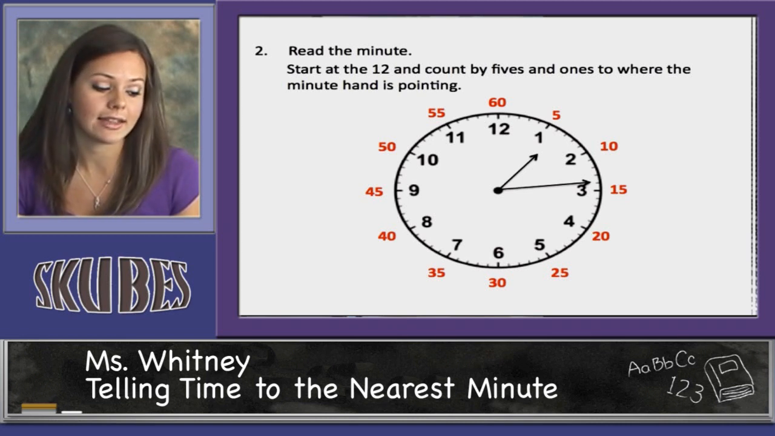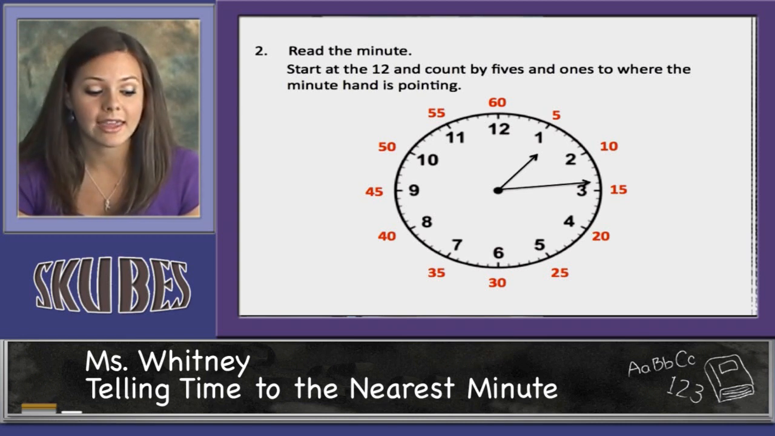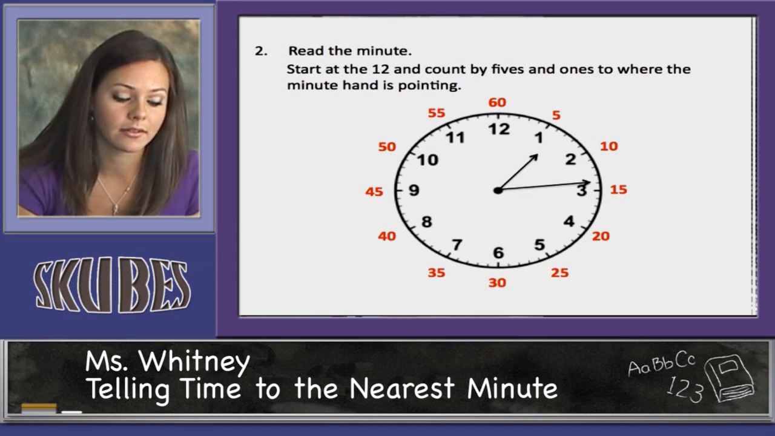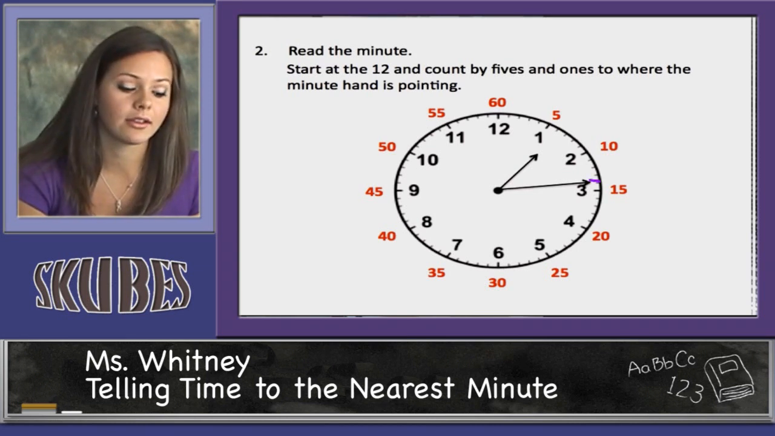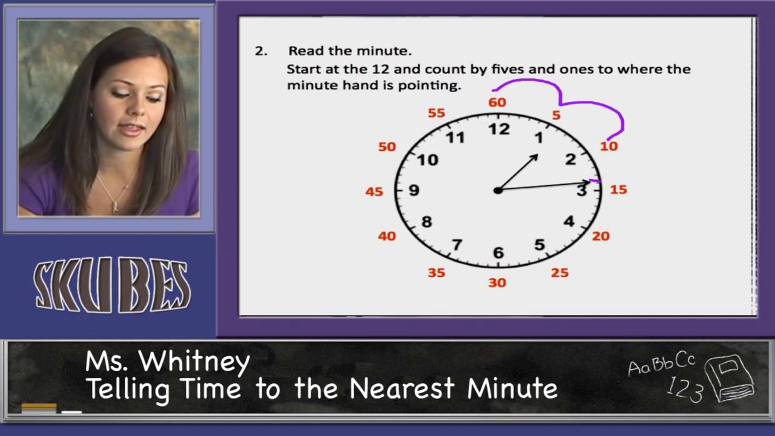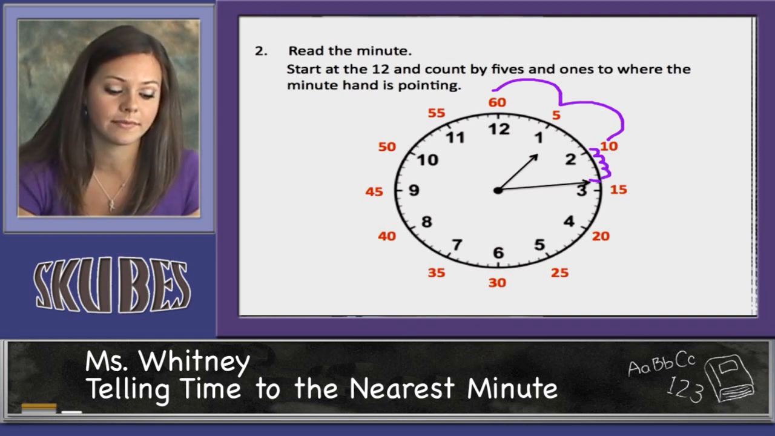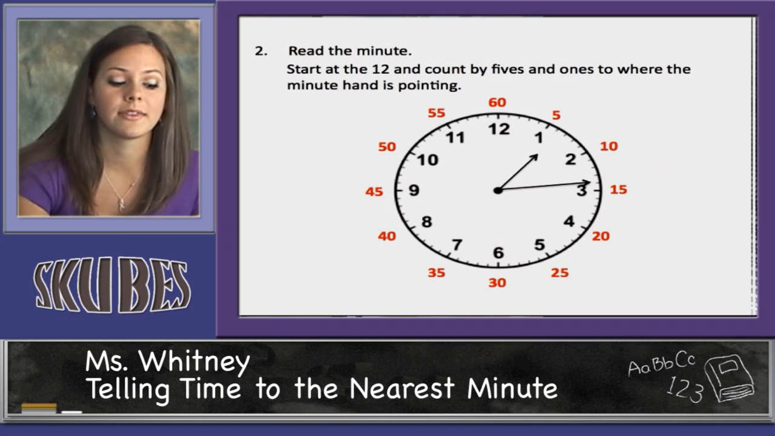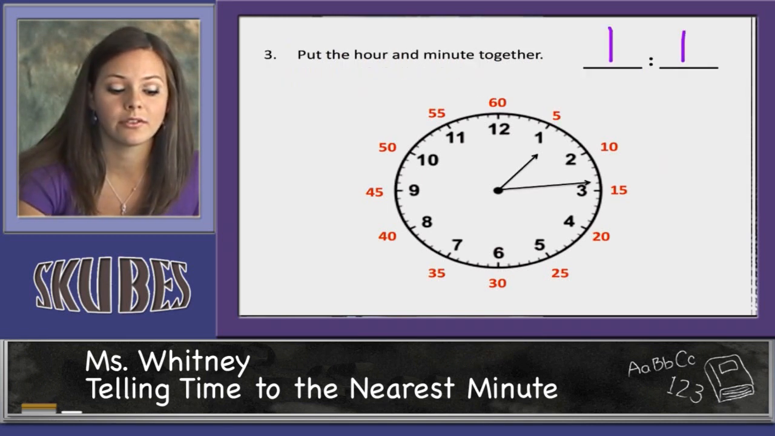Now we'll read the minute hand. We'll start at the 12 and count by 5s and 1s to where the minute hand is pointing. It's pointing here. 5, 10, now we'll count by 1s, 11, 12, 13, 14. So we read this as 14. The time on this clock says 1:14.